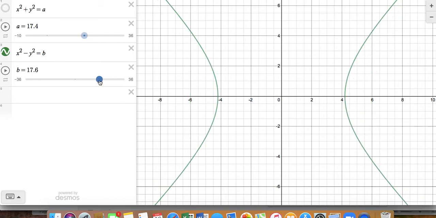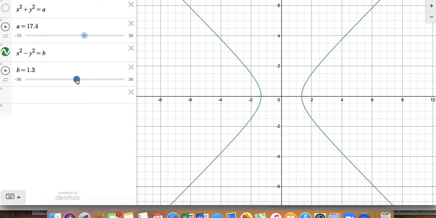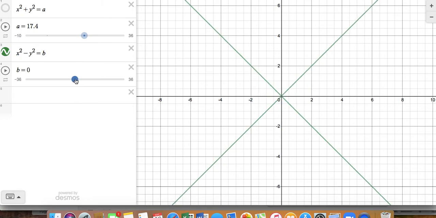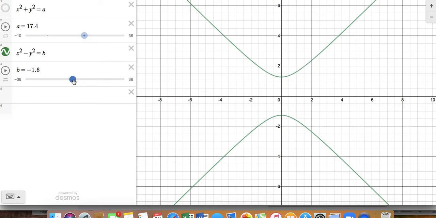But notice what happens. I can go all the way to 0, and that just gives me x squared minus y squared equals 0, which we could solve as x equals y and x equals negative y. There it is. But what happens when I go to negative? Well, it just switches. When this is x squared minus y squared equals a negative, it now switches to trans y-axis. Okay, so there it is.